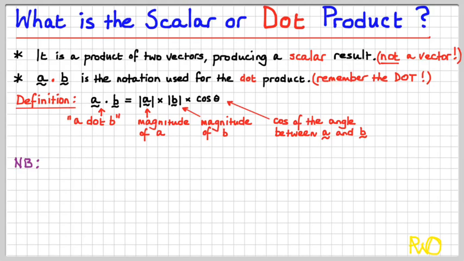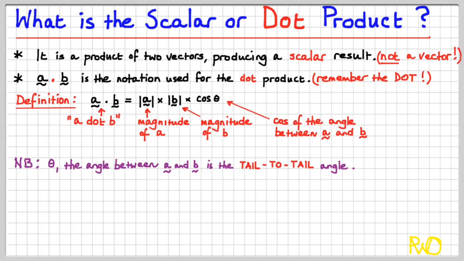Very good. Now, NB, nota bene, which is Latin for note well, and what you've got to understand is, what do we mean by the angle between the two vectors A and B? What we mean is the tail-to-tail angle, so that you've got to have the tail of A joined up to the tail of B, and then theta is the angle between those two tails joined up. I'll show you. See that? That's what I'm talking about.